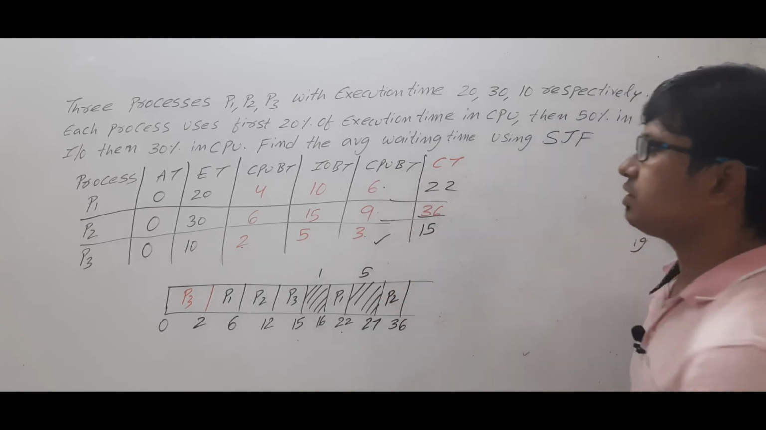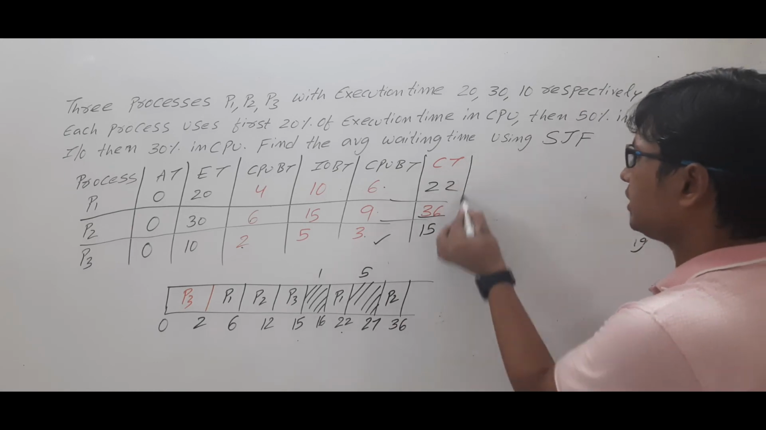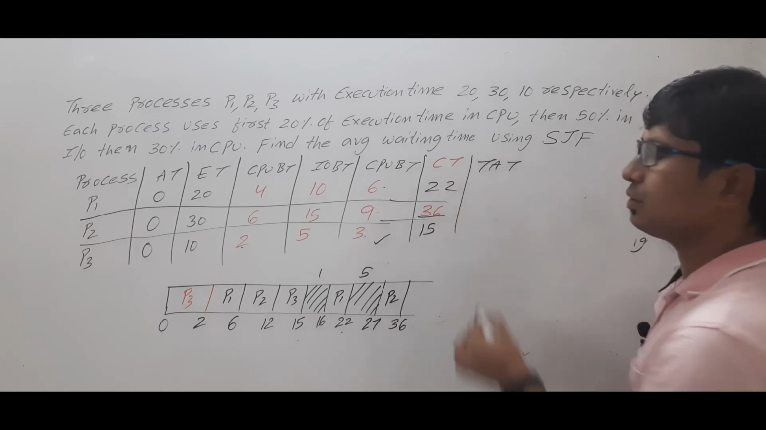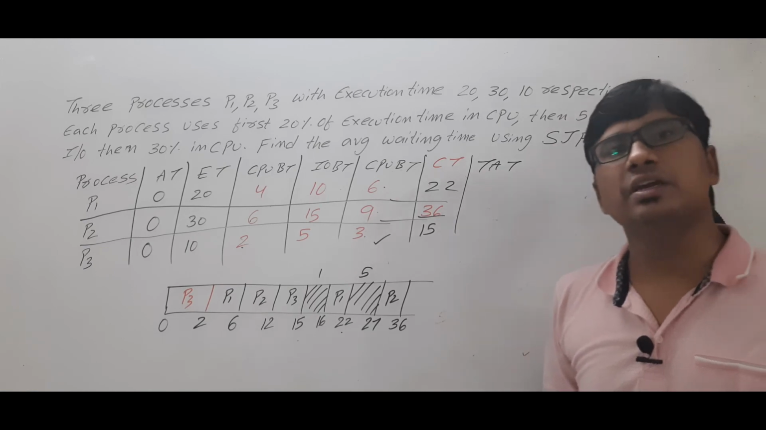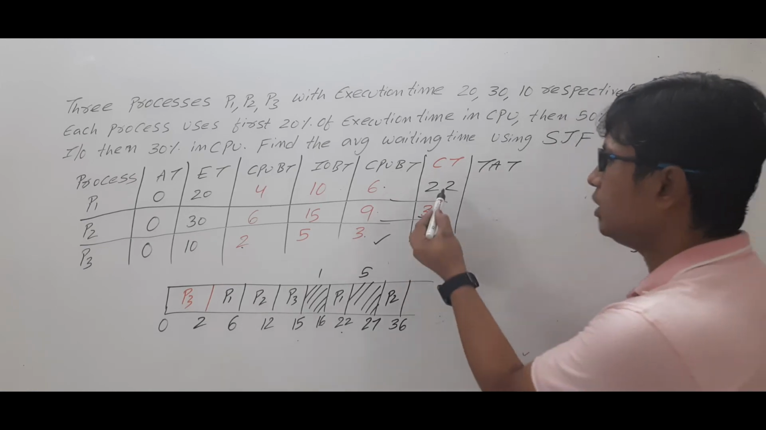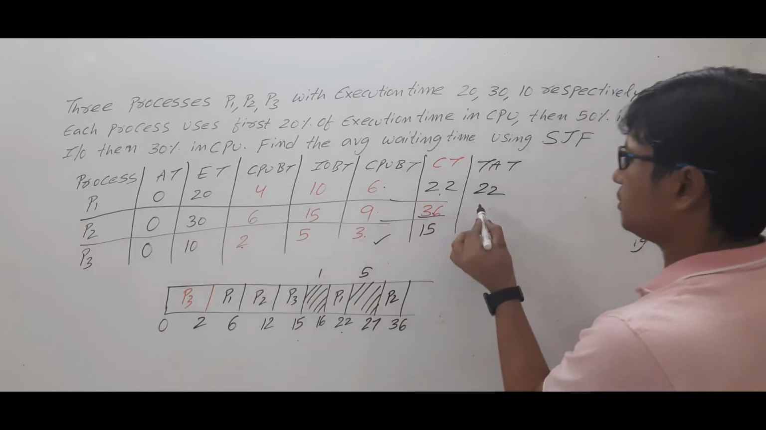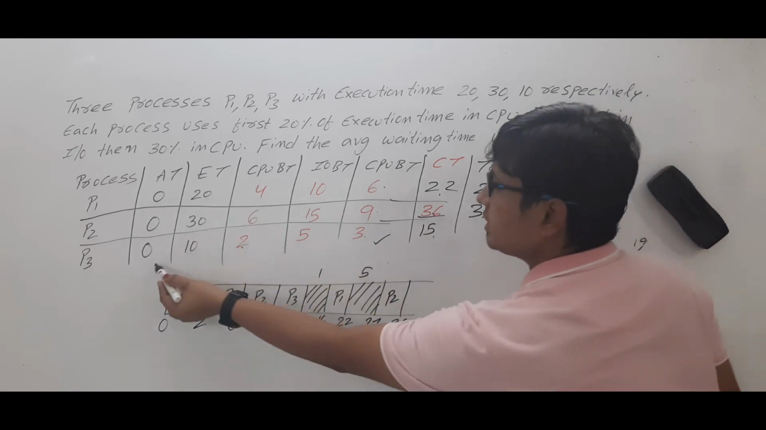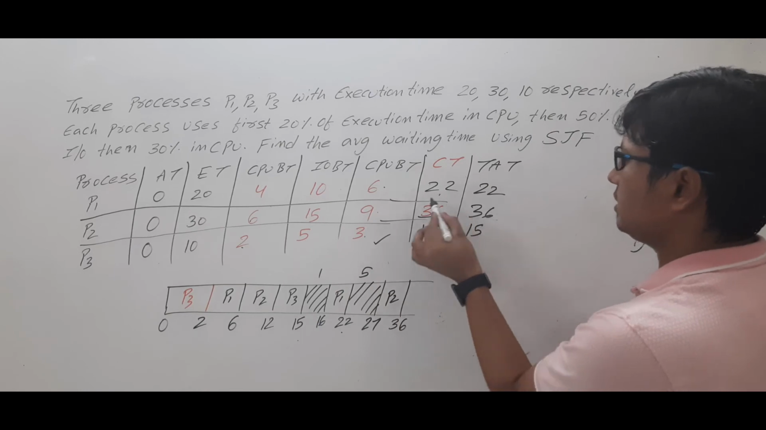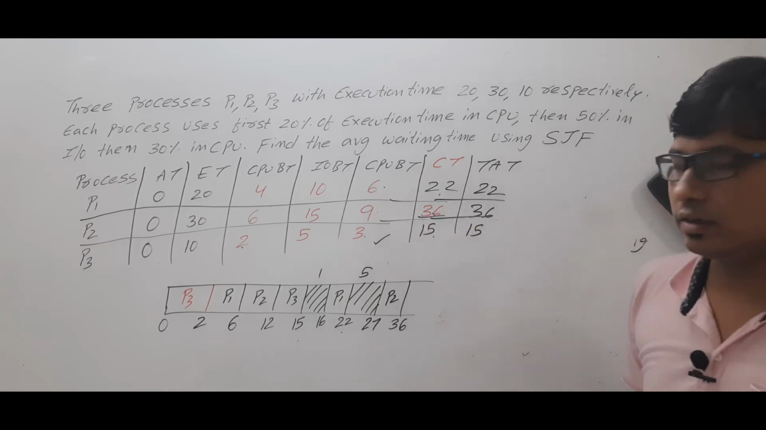Once we have the completion times, we can easily compute the turnaround time. Turnaround time is completion time minus arrival time. 22 minus 0 is 22, 36 minus 0 is 36, 15 minus 0 is 15. Is it clear? Are you able to understand it or not?